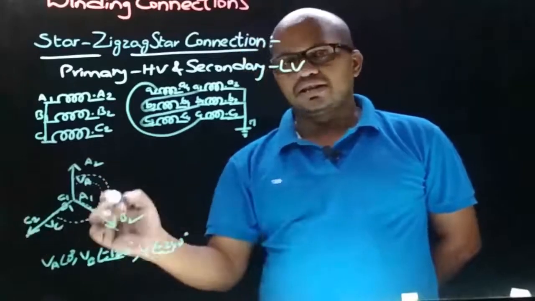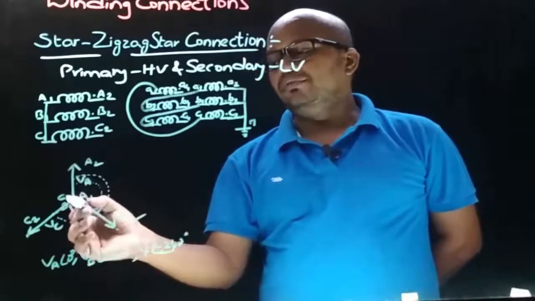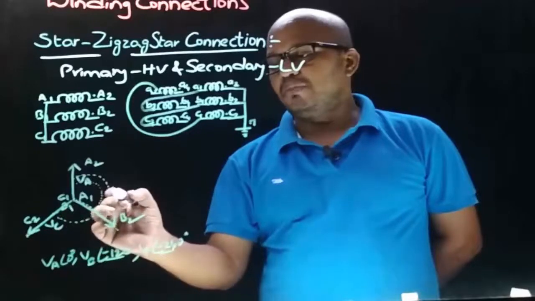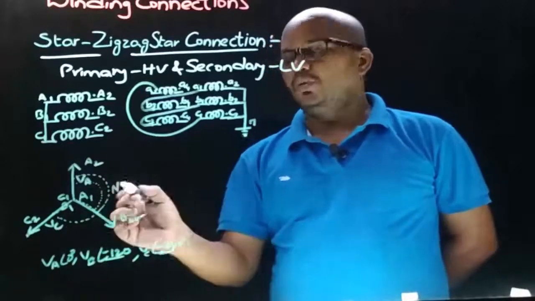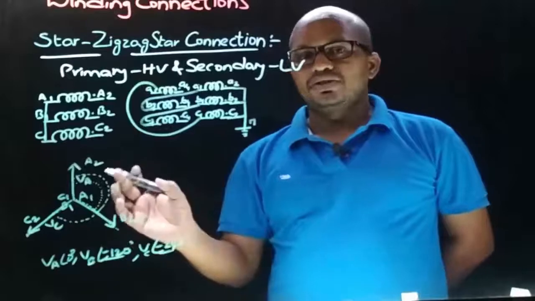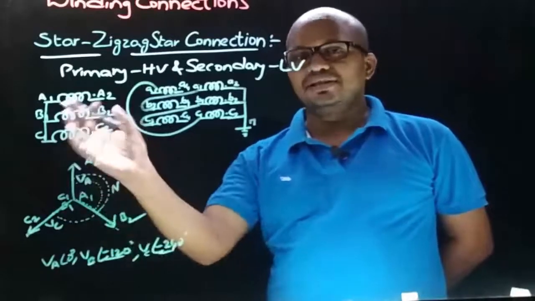And here in this star connection, to the A1, B1 and C1 connection, the common notation is given as capital N, which represents the neutral point. So this is the phasor diagram for this star connection.